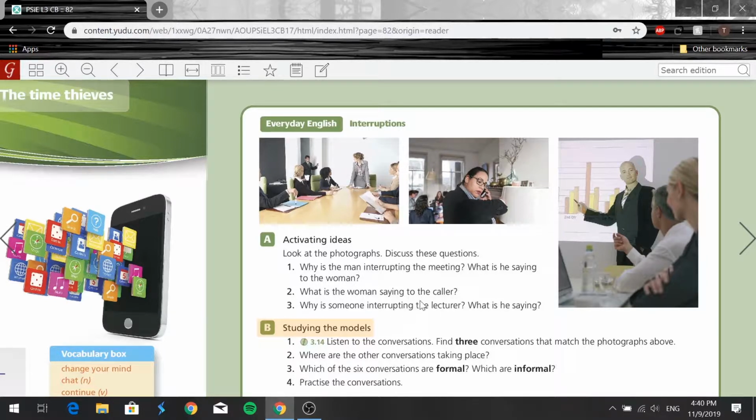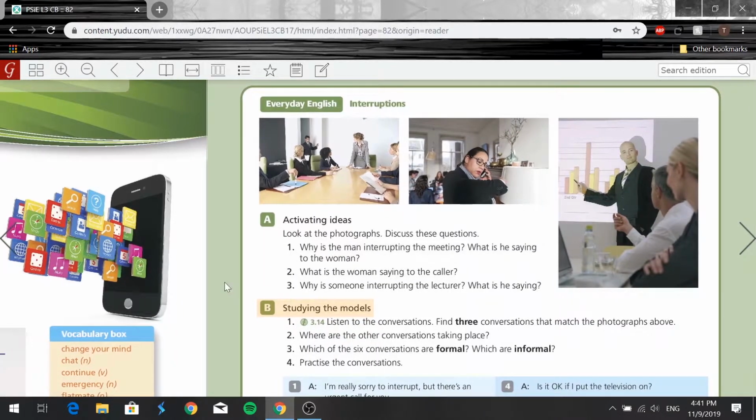What is the woman saying to the caller? Right, so this woman looks like she got an unexpected phone call. So she could be saying, can I call you back? Or could you call me back? I can't talk at the moment. Sorry, but I'm having a meeting at the moment. All of these are things that she could be saying to excuse herself to get back to work, or in this case, meeting, for example. Okay? Then we have 3.